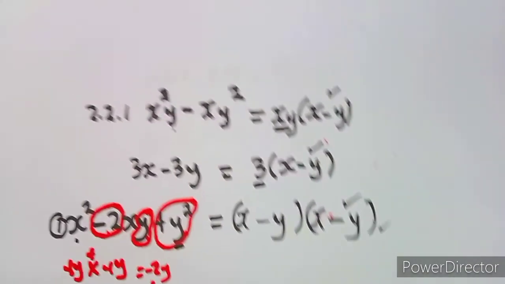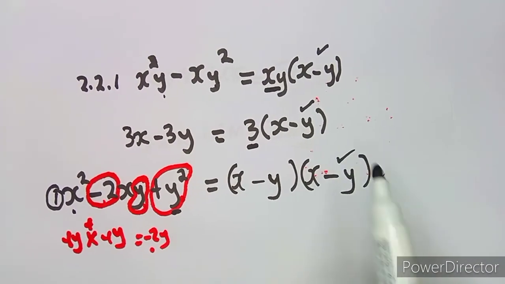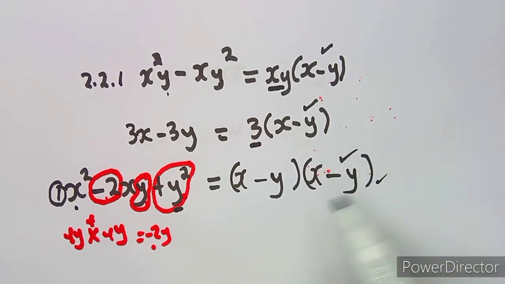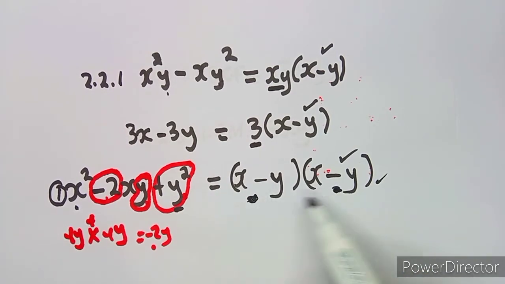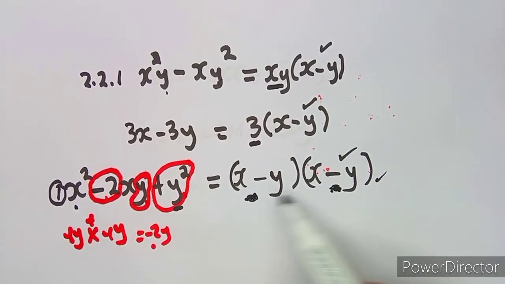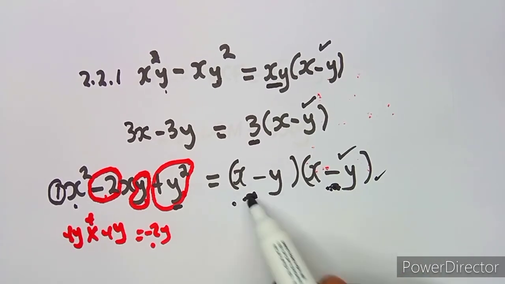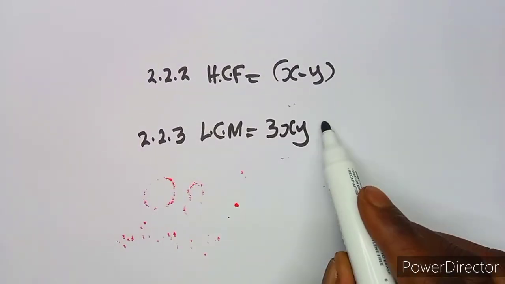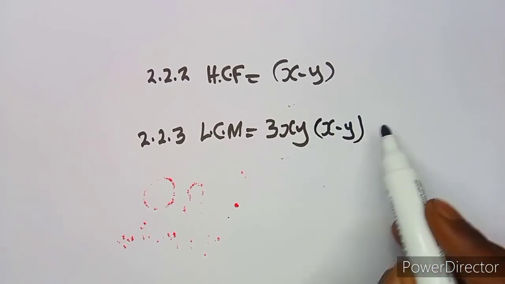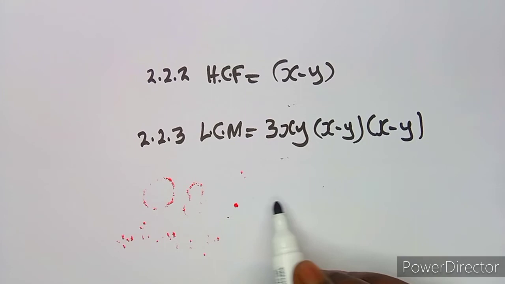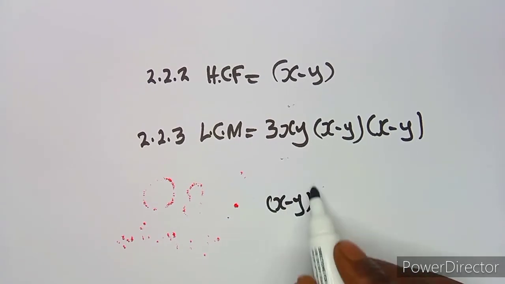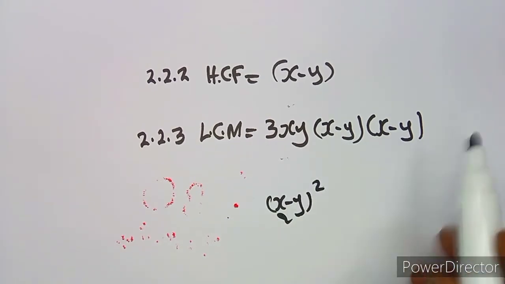Okay, let's move on to the brackets. Yes, we have got this bracket here, but as you can see, there are many of these brackets here, so you're going to take where these brackets are appearing many times, which is these 2. So it's going to be x minus y into x minus y, like this. Someone can write it as x minus y squared on this part. Yes, it's the one and the same thing. So that is your LCM.